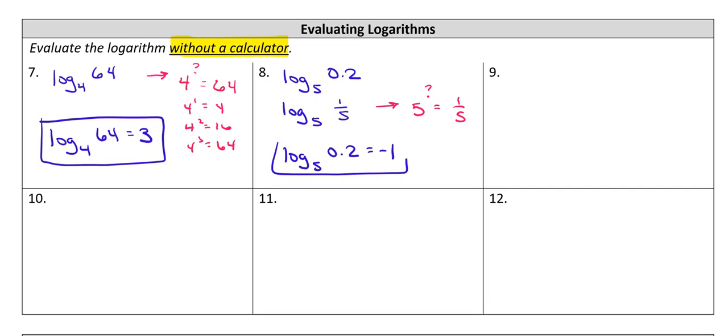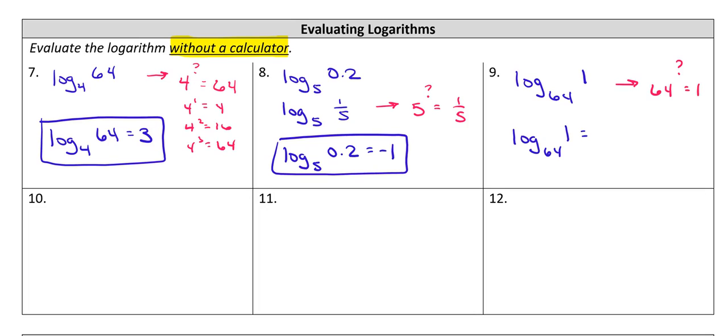Okay, so we can have negative exponents. So it equals a negative number. What about number 9? Log base 64 of 1. Again, you have to think to yourself, what am I trying to find? Mentally, we're saying 64, which is the base, to what power equals 1? Well, anything to the 0 power equals 1. So log base 64 of 1 equals 0.